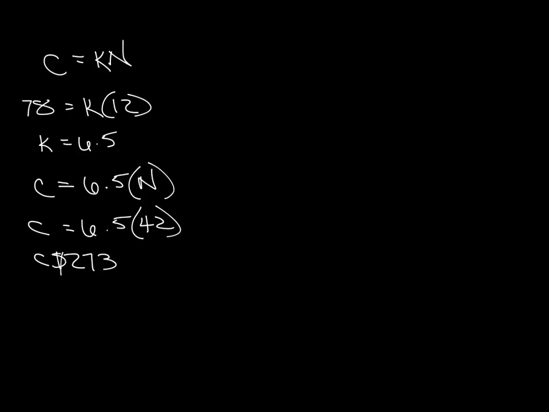Alright, let's use the ratio way. C1 over C2 equals N1 over N2. So my C1 is going to be, let's see, $78.